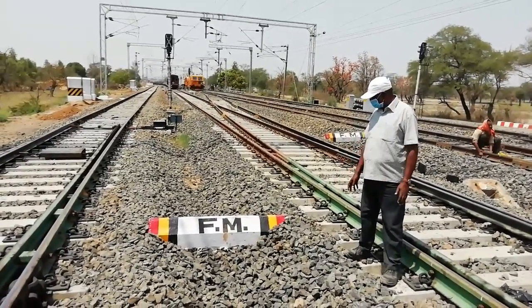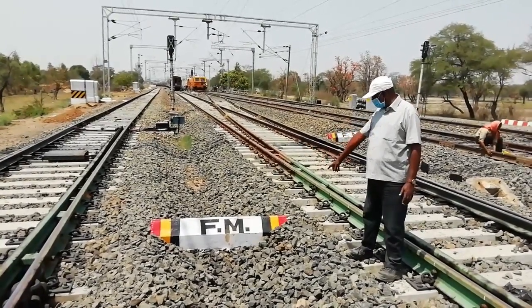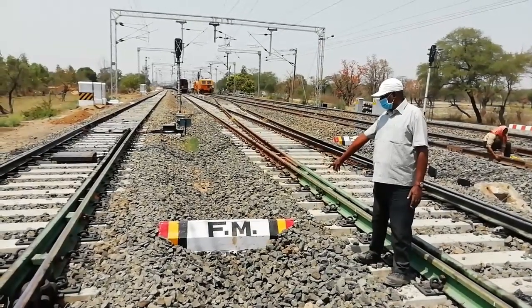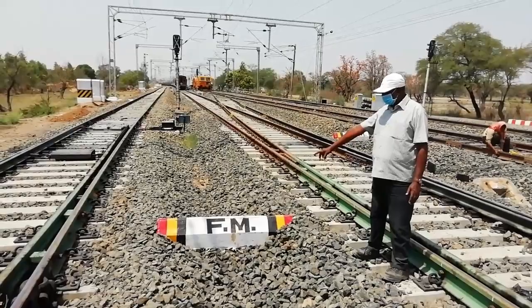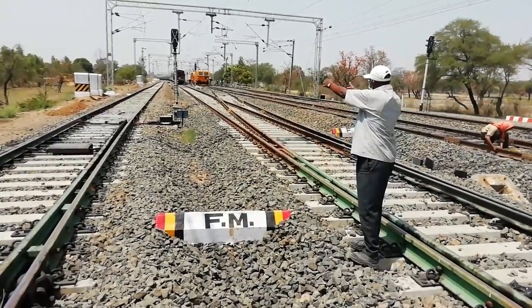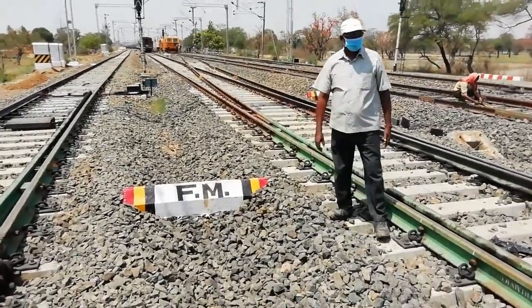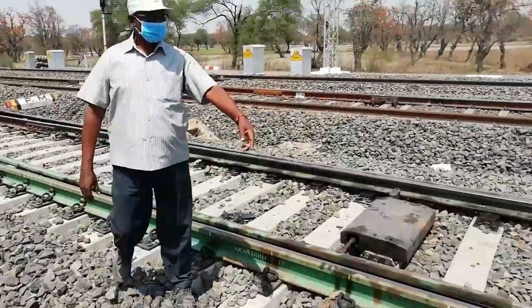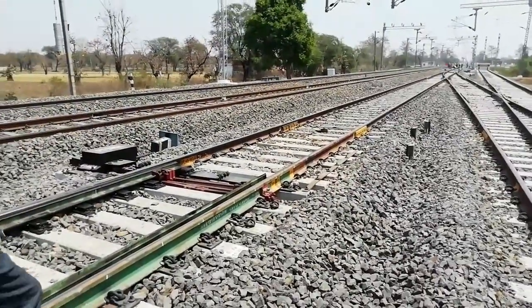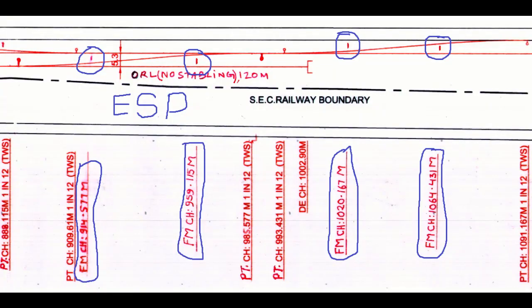Today our topic is points and crossing part 10. In that, fouling marks. Fouling marks shall be provided for 1 in 8 and a half: existing tracks 51 meter, new tracks 61 meter; for 1 in 12: existing tracks 71 meter, new tracks 81 meter from SRJ. This is already mentioned in the approved ESP. ESP means Engineering Scale Plan.